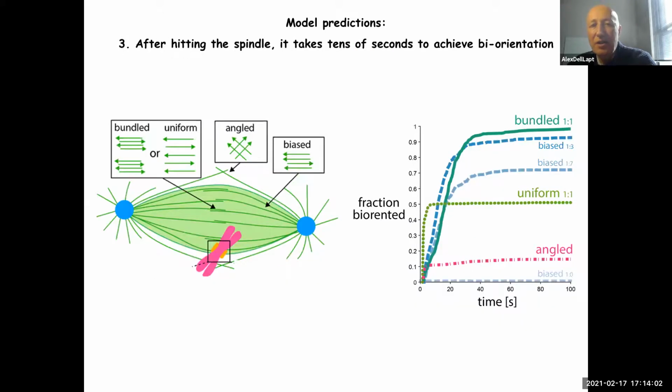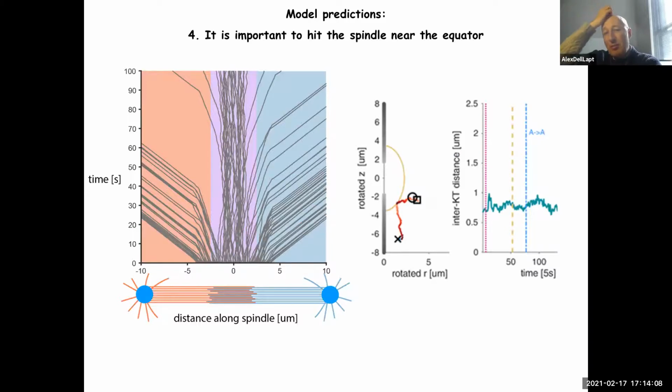Third prediction, after hitting the spindle, it takes tens of seconds to achieve orientation. Now, prediction number four, it is important to hit the spindle near the equator. So those are trajectories predicted by the model. Say the chromosome stays near the center if it hits the center of the spindle. That's where anti-parallel microtubules are. Hit the spindle closer to the pole and you move to the pole.